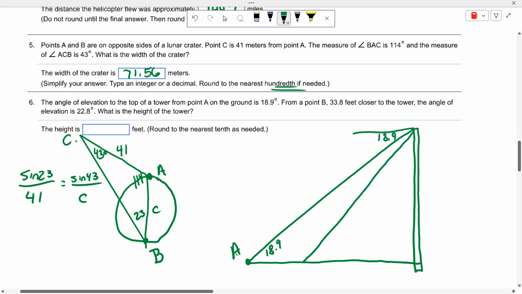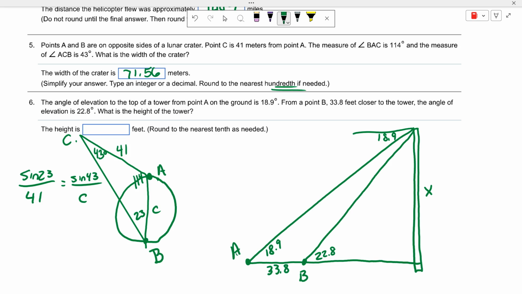Then there's point B, which is 33.8 feet closer to the tower. Its angle of elevation is 22.8. So if the angle of elevation goes this way, 22.8, down here is 22.8 as well. Okay. The height of the tower is what we want to know. So in this one, I don't know much. I know 22.8, and that's about it.